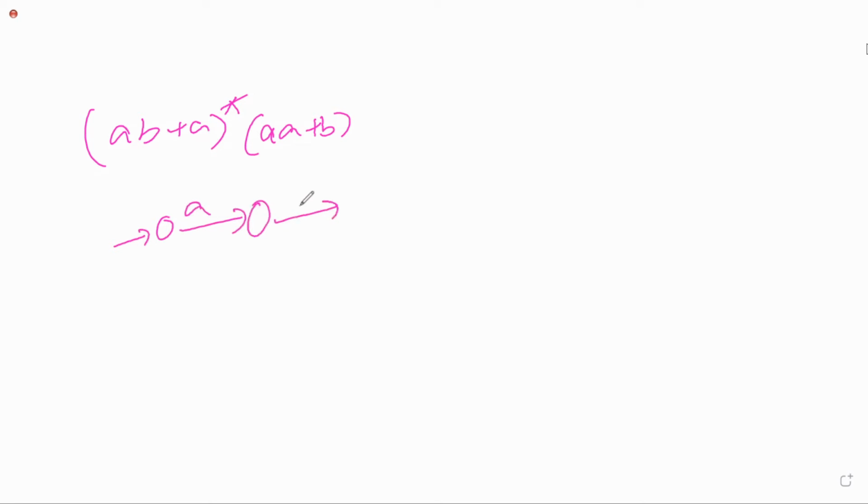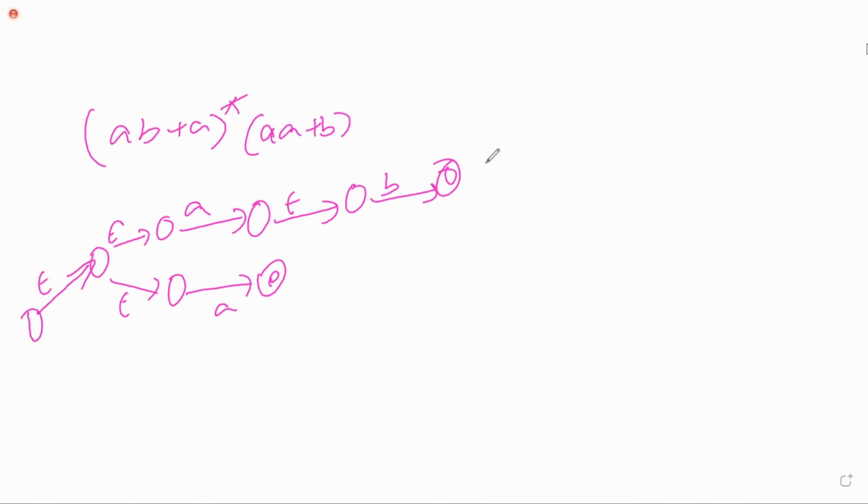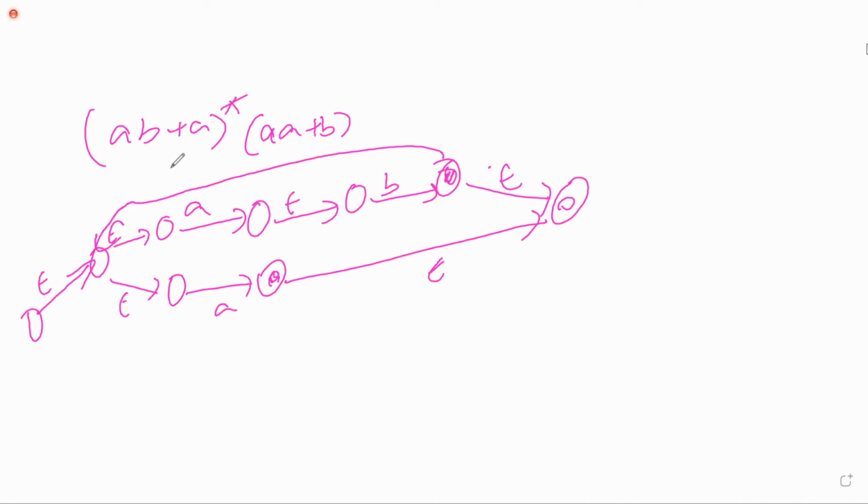epsilon and F. Right, this is the ab part. Now for this we have to do the union. What do we do for union? Parallel edges. Parallel edges, which is epsilon, and here one straight edge which is also epsilon, this is a. Okay, we did union for these two. Next, what should we apply? The whole star. So for this entire thing we have to do the star. So before it you have to give one epsilon. After this, from both the final states, one epsilon. Now this becomes the final state. These two become normal states. This is epsilon. And from this to the starting, you have one epsilon transition. And from the starting to this, you have one more epsilon transition.